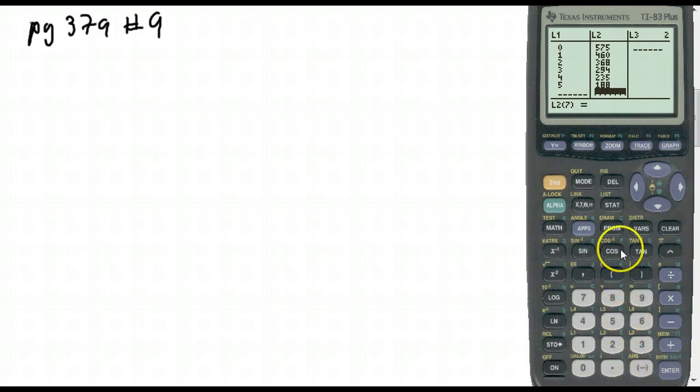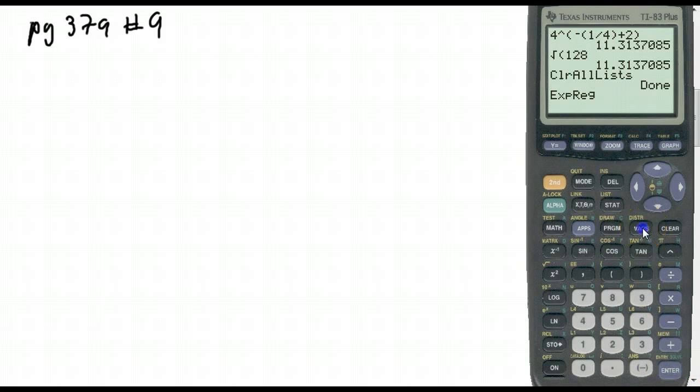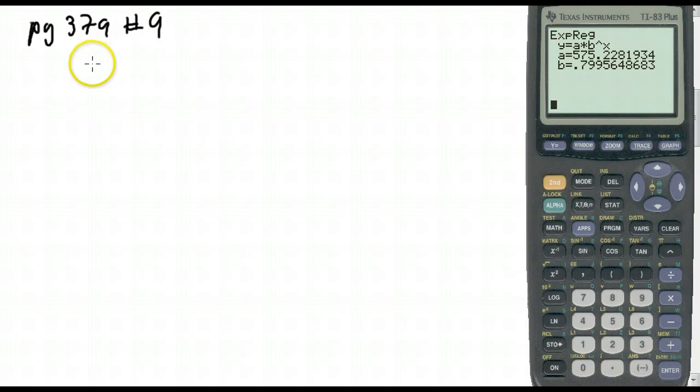Okay, we're going to run an exponential regression. So I go stat, arrow over to calc, I arrow up to get to exponential regression, hit enter, go to vars, over to y-vars, hit enter twice. Let's run our exponential regression. We're going to write our equation.